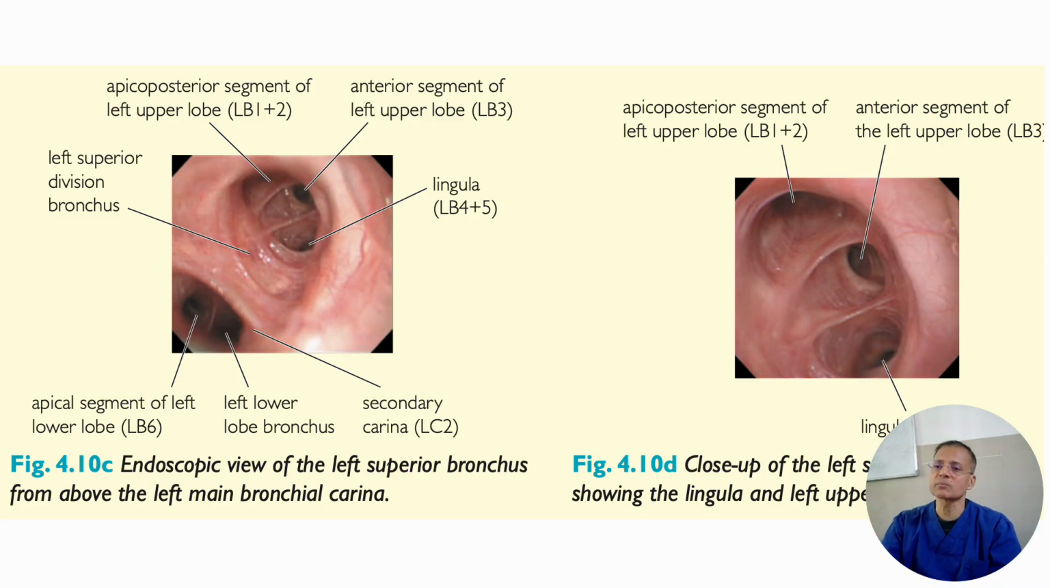So now we are in the left upper lobe. The left upper lobe consists of the superior division and the inferior division, which is bounded by the C3 carina. In the superior division, we have the apicoposterior segment B1+2, and this is B3. This is the lingula, the inferior division, consisting of B4 and B5.